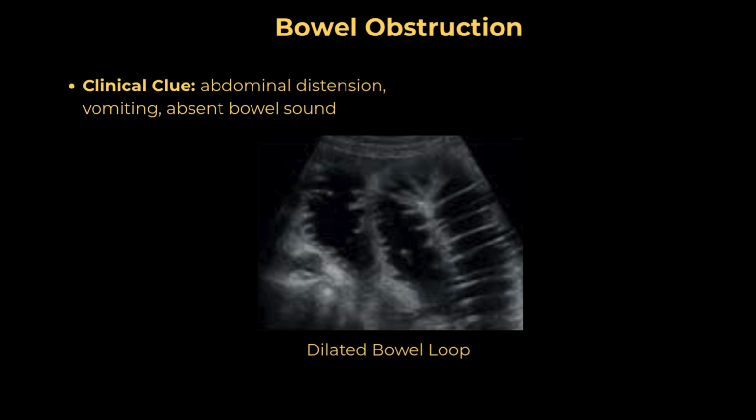You may also see the valvulae conniventes clearly, giving a stack of coins appearance. This is not seen in normal small bowel. Wall stratification is usually preserved in early stages. Loss of stratification is a red flag. It suggests bowel necrosis or impending perforation.